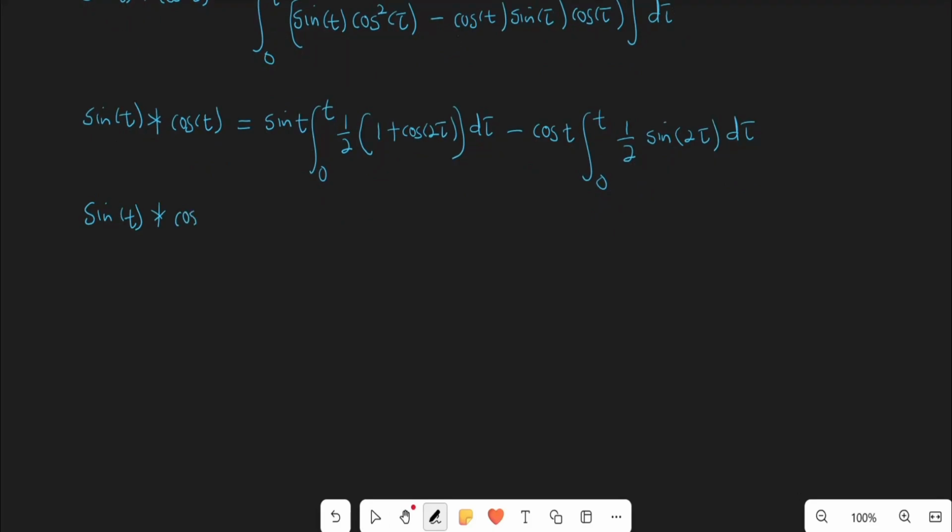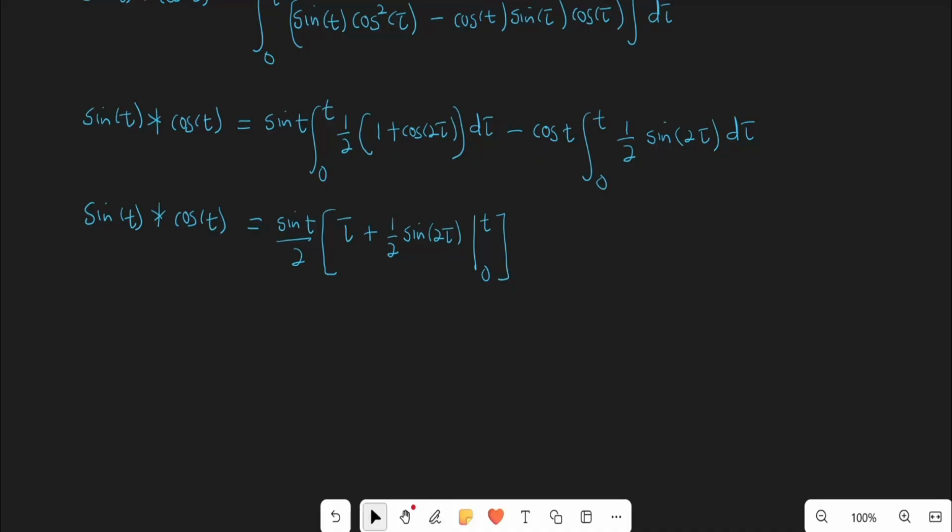So now the sine of t convoluted with cosine of t, this is equal to, now this 1/2 is a constant, so I'm going to bring it here, sine of t over 2. Now let's integrate. So we are integrating 1 in the tau world, this is tau, plus integrating cosine of 2 tau, that is going to be 1 over 2, and then sine of 2 tau. This is the integral, right? And then I'm going to put in the limits of integration like this. This is the first one.